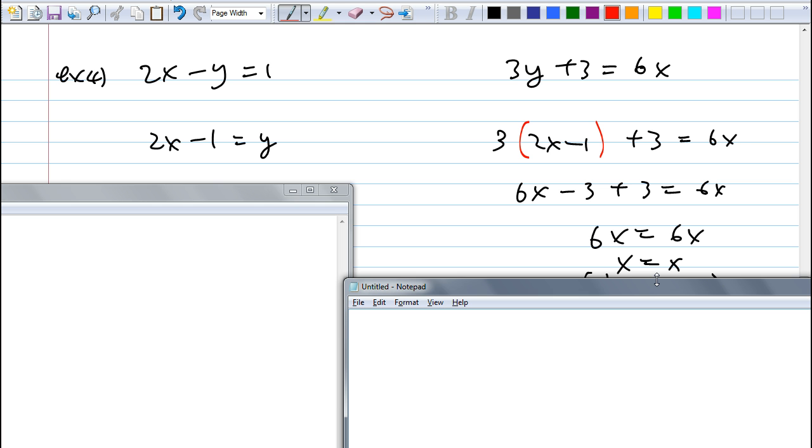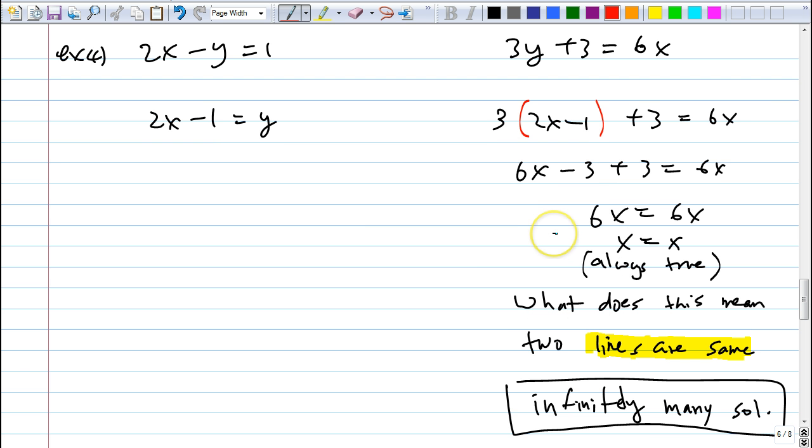The book uses the word they coincide, right? Basically it means they're right on top of each other. They coincide. So there are infinitely many solutions. And again, if you wanted, I could rewrite this equation. Let's write this in slope-intercept form and see if they're the same line.